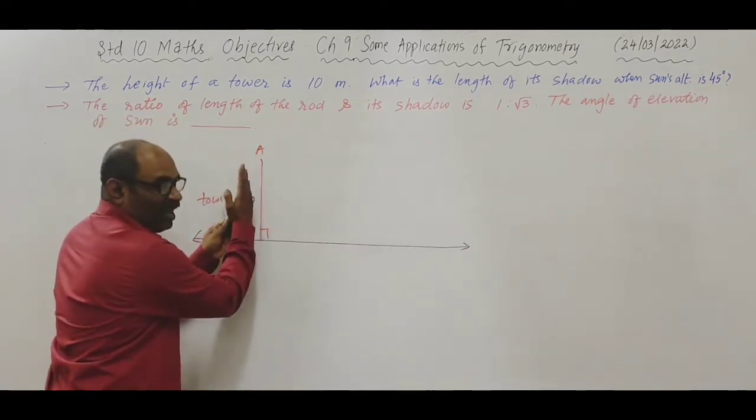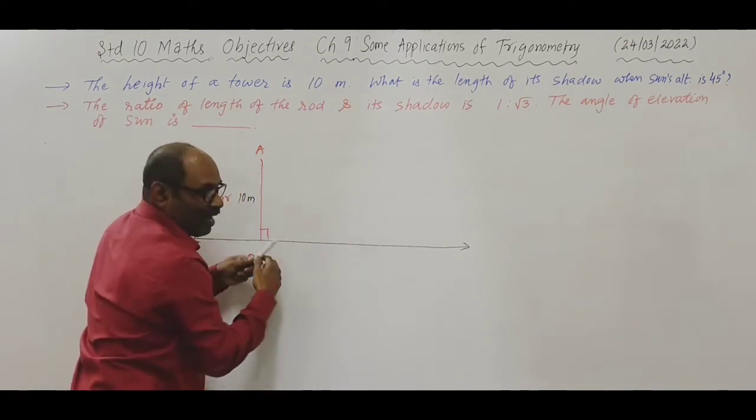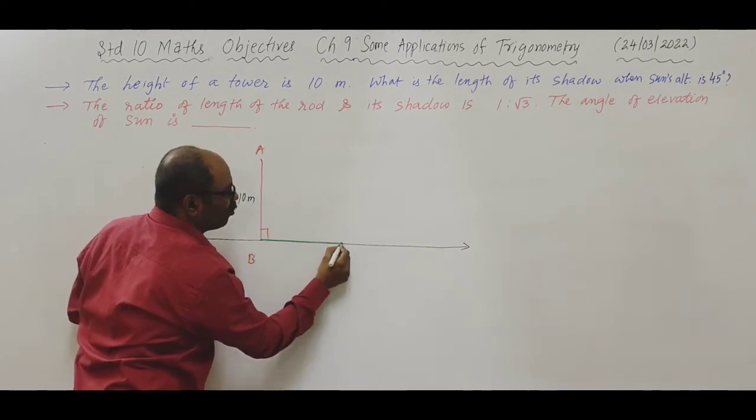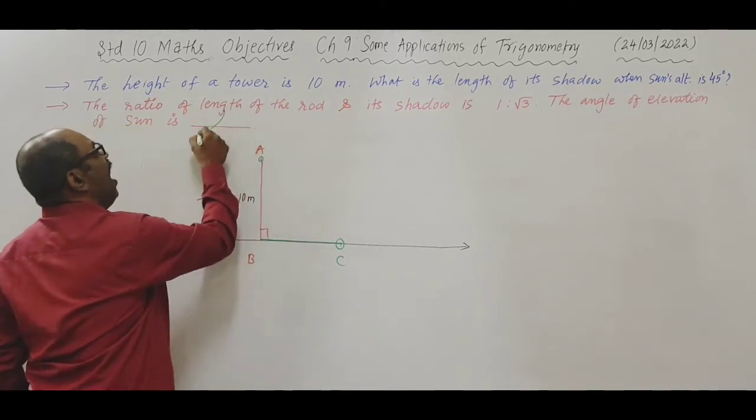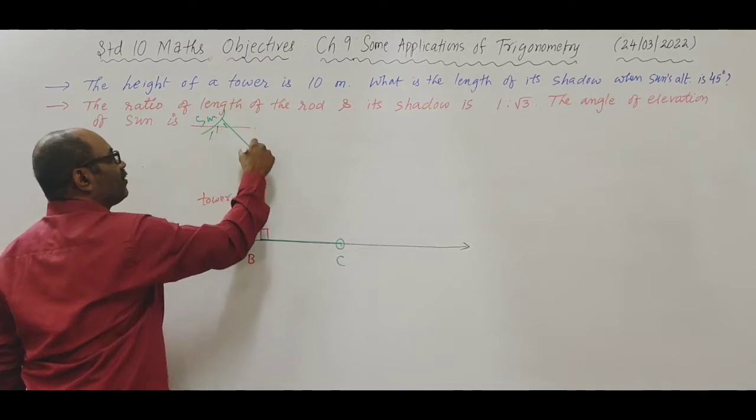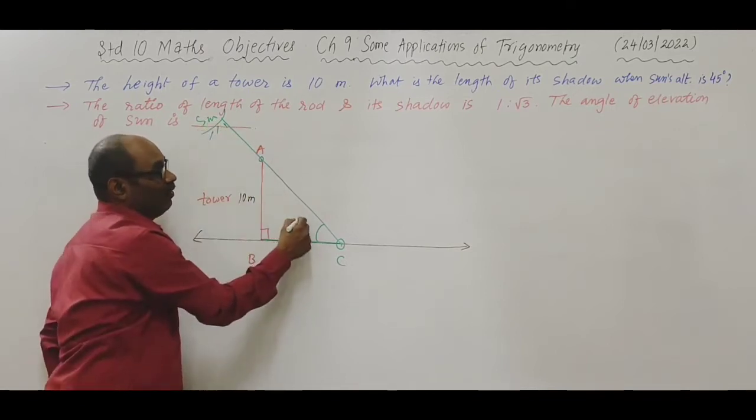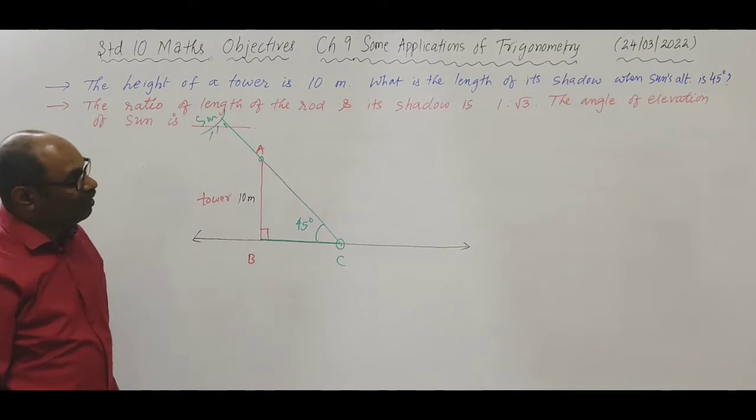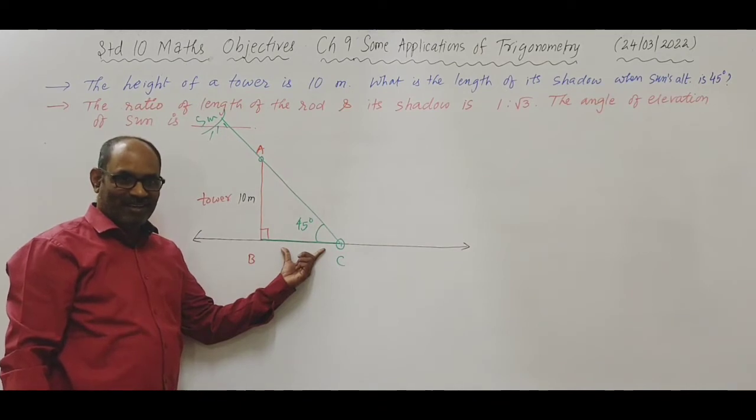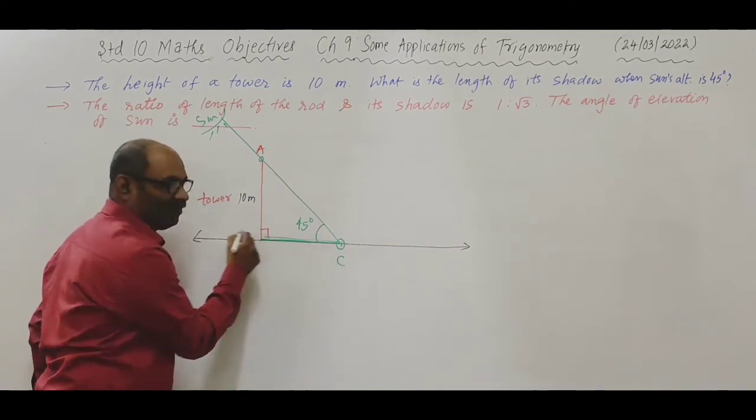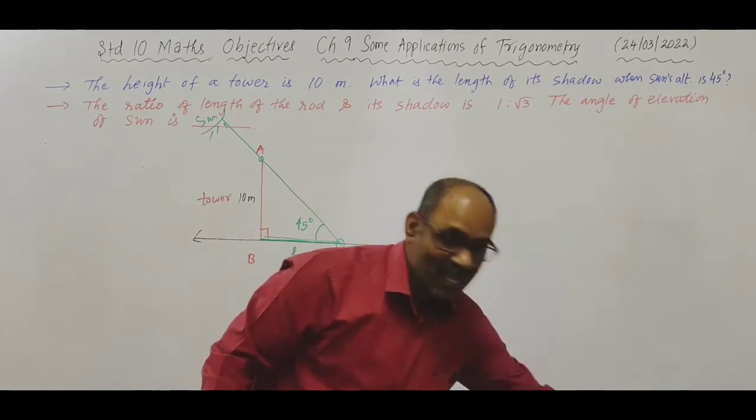Children, the sun is on this side of the tower. So the shadow of the tower will fall here. Let's say the shadow extends up to C. So this point, A, and the sun are going to be in a straight line. And this is the angle of elevation of the sun, which is 45 degrees. What will be the length of the shadow? What represents the length of the shadow here? BC. This BC represents the length of the shadow. Let's say the length of the shadow is L. Alright?